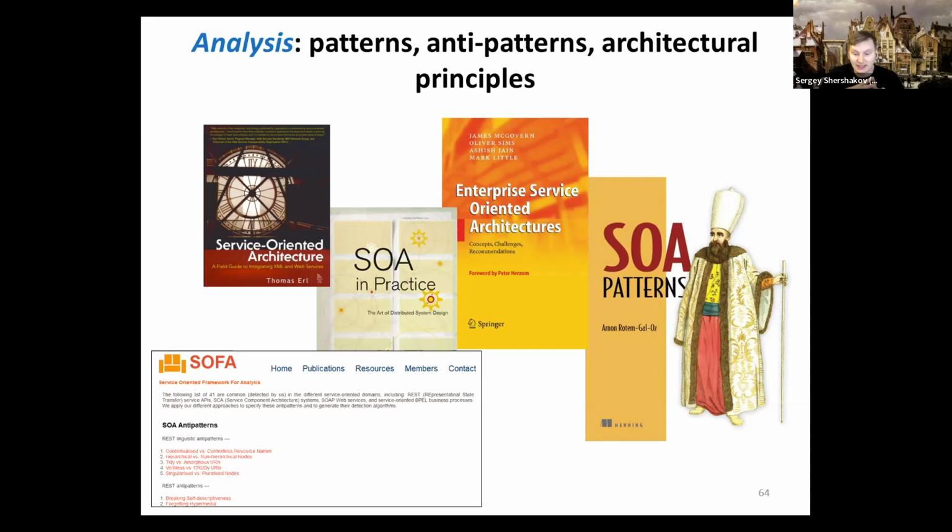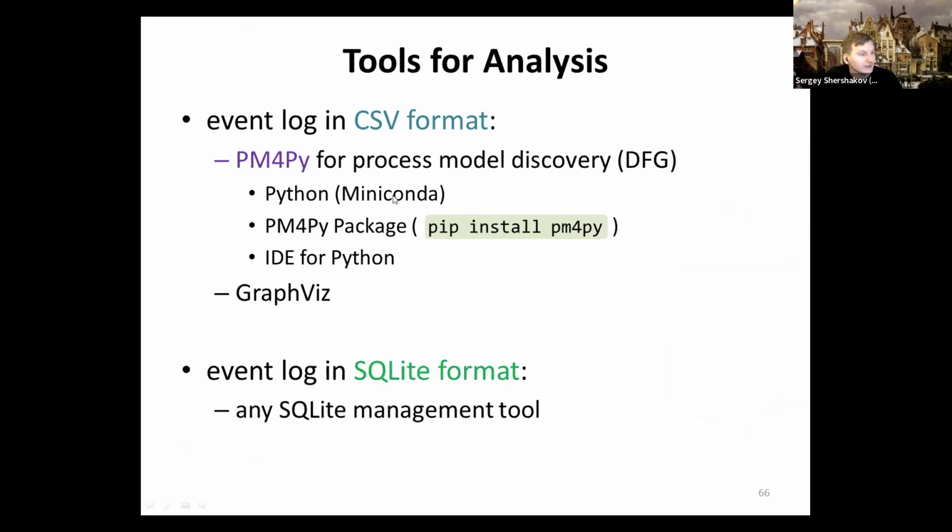And these rules can be converted into signs that we are looking for in our event log or in our process model. So if we have such signs of the presence of such an anti-pattern, then we may investigate it thoroughly and find whether we have this pattern violation or not.